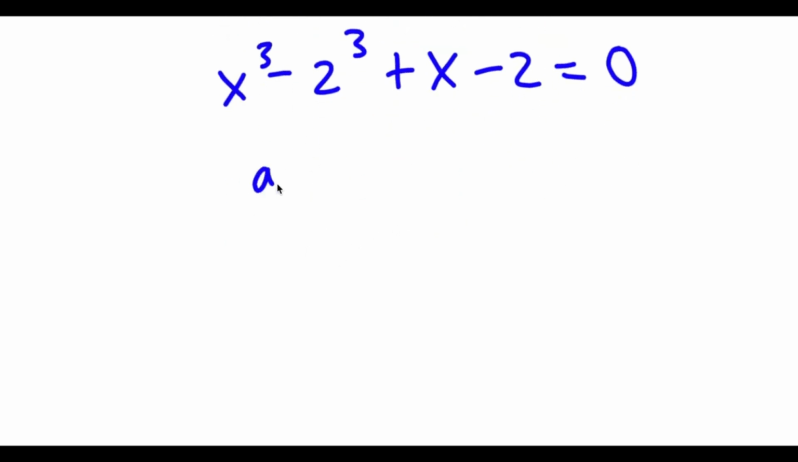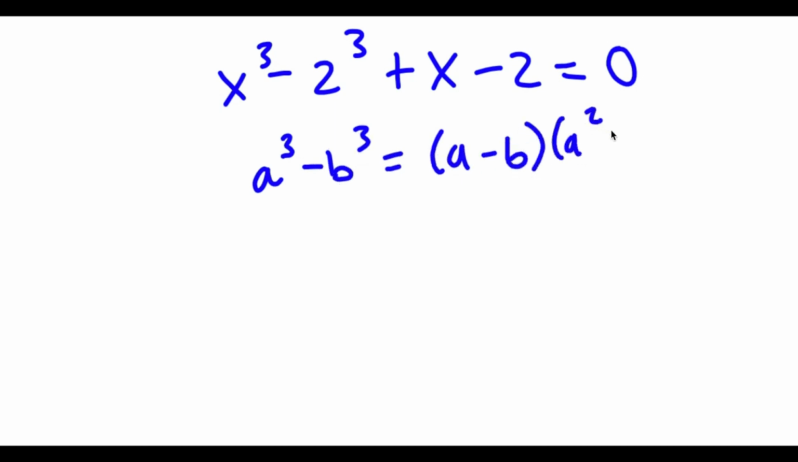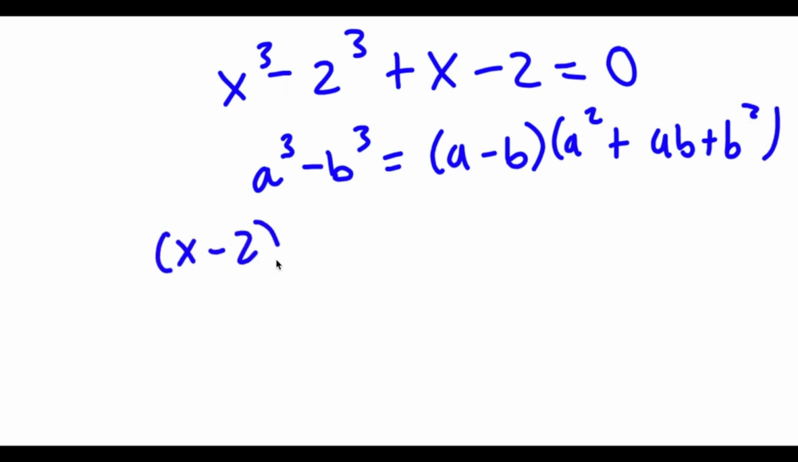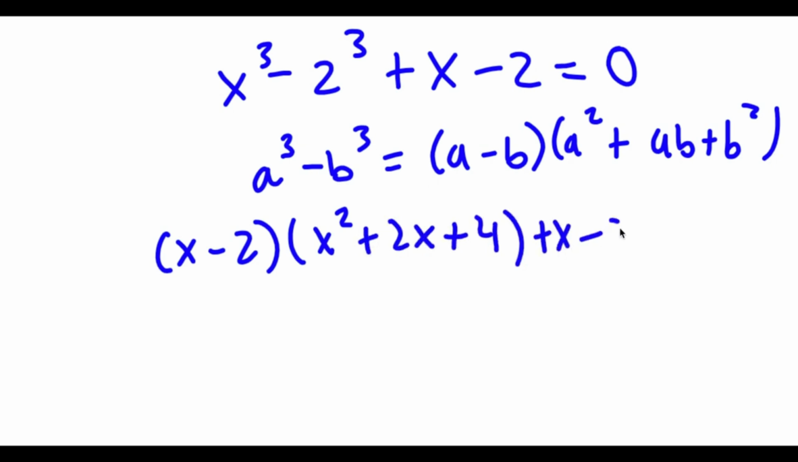Now if I have something in the form a to the power of 3 minus b to the power of 3, this is equal to a minus b times a squared plus ab plus b squared. So in this case, x to the power of 3 minus 2 to the power of 3, I can rewrite as x minus 2 times x squared plus 2x plus 2 squared, which is 4, plus x minus 2 is equal to 0.